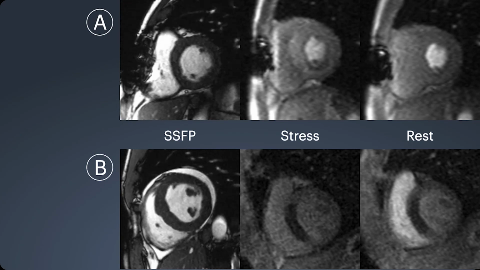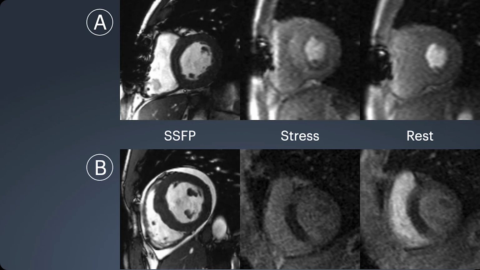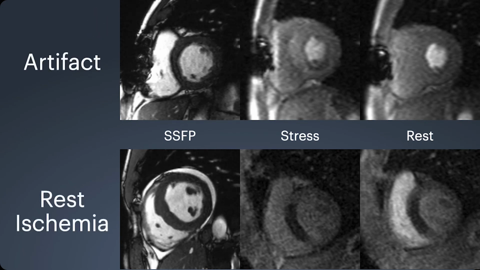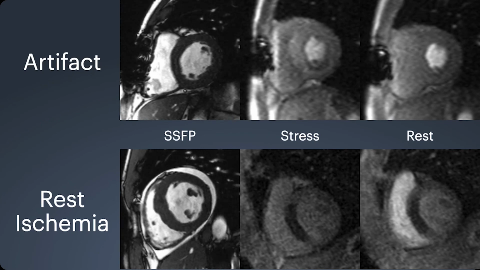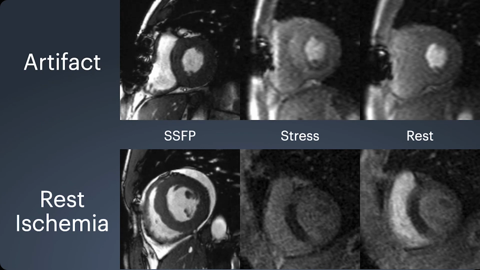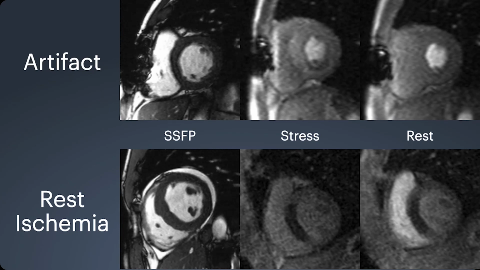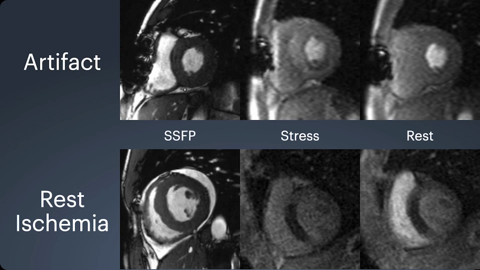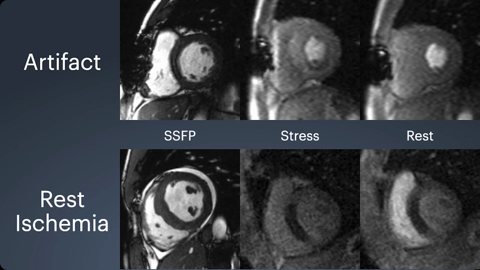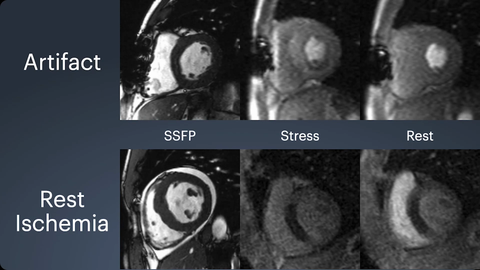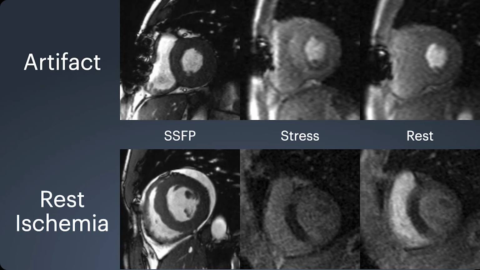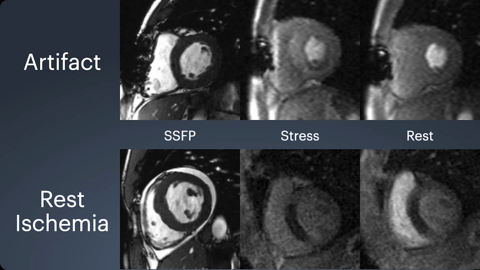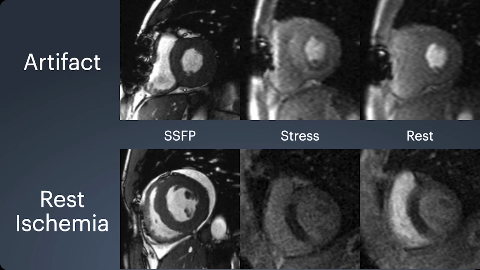So which is artifact and which is rest ischemia? Well, using the criteria that we previously reviewed, patient A, the top patient, is artifact. It's less than 50% in thickness, and there's no associated wall motion abnormality on SSFP, whereas the lower patient has significant wall motion abnormality with transmural matched stress and rest defects. In fact, they're pretty well matched. It's not always that the stress is going to be greater than the rest.